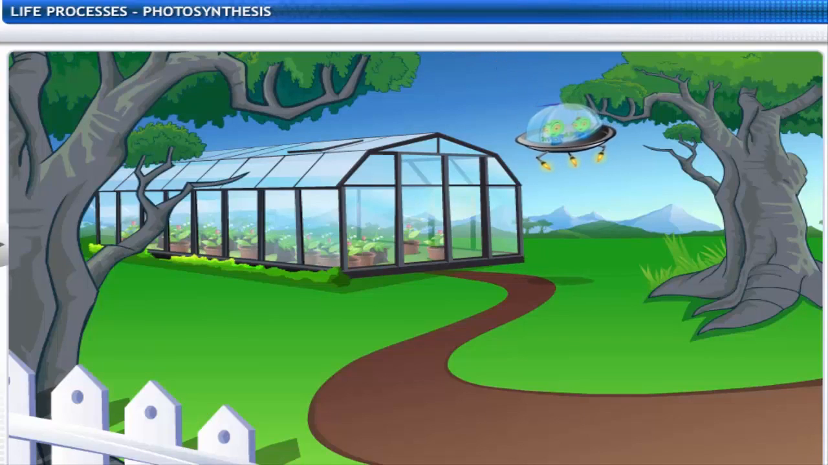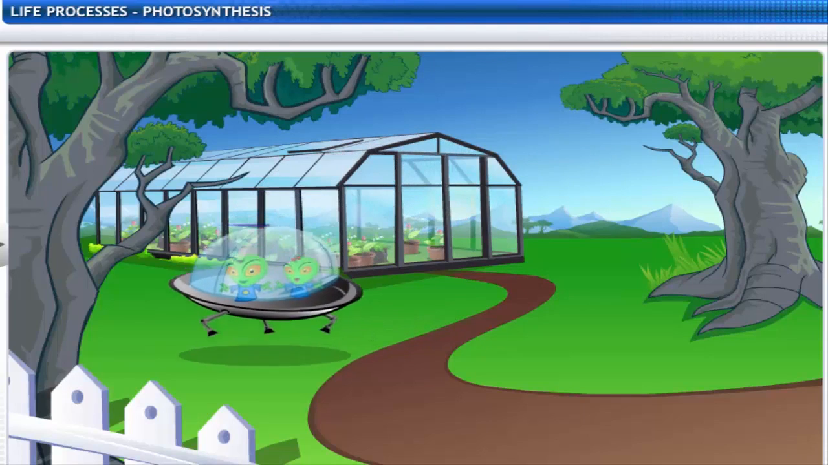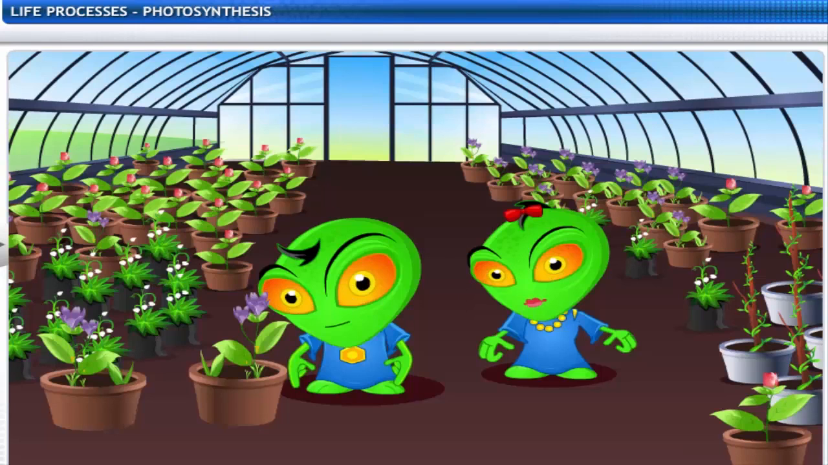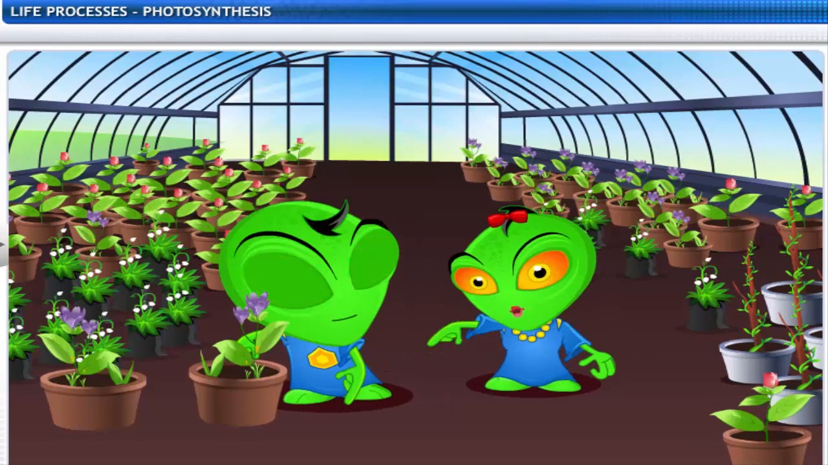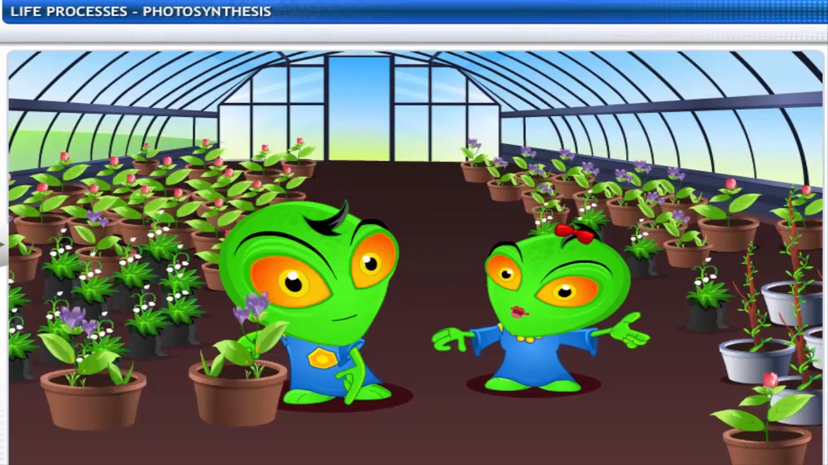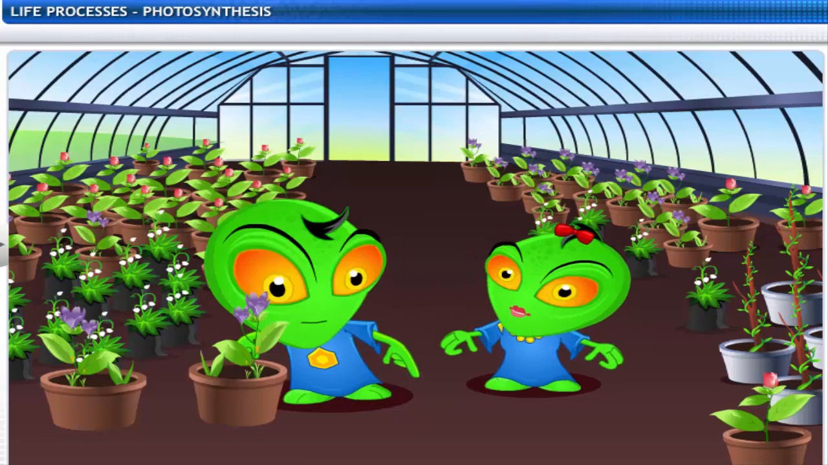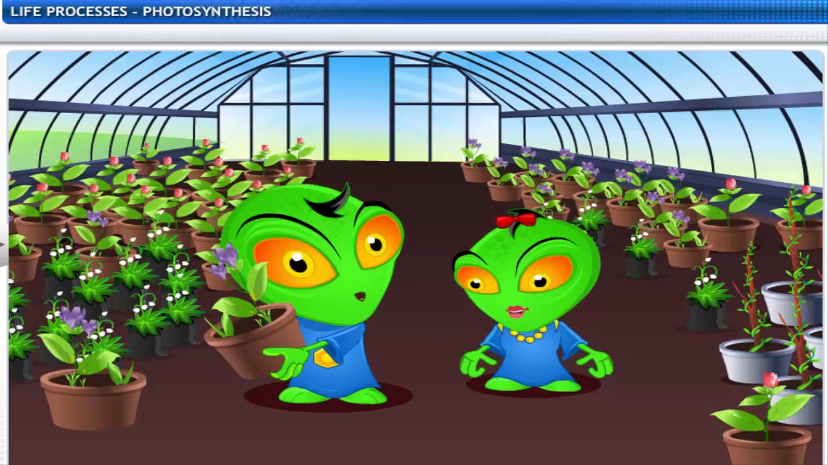Hey, look! What's that? Looks green. Just like us. No, it's different. It doesn't have a mouth. How does it feed itself? Is it a live organism? Strange. Let's take this back with us as a specimen.